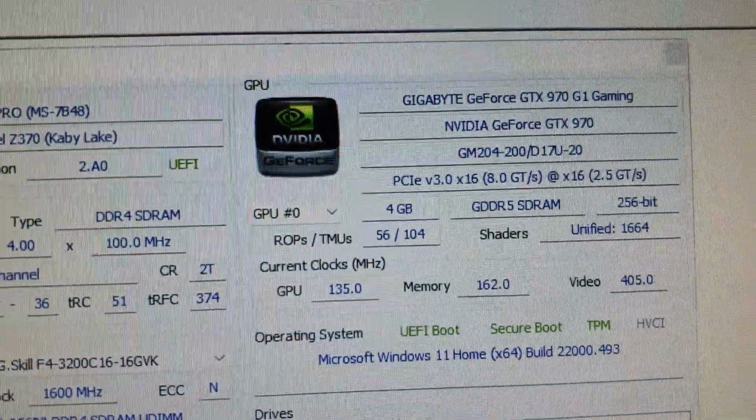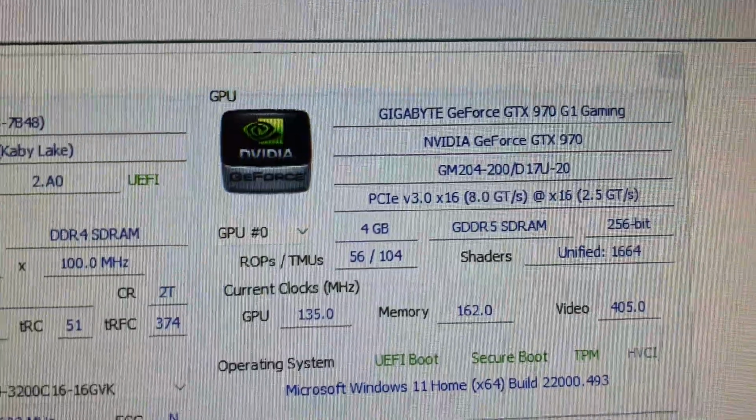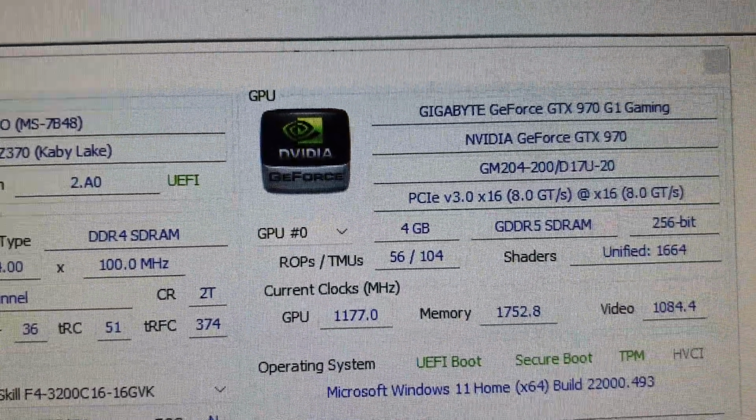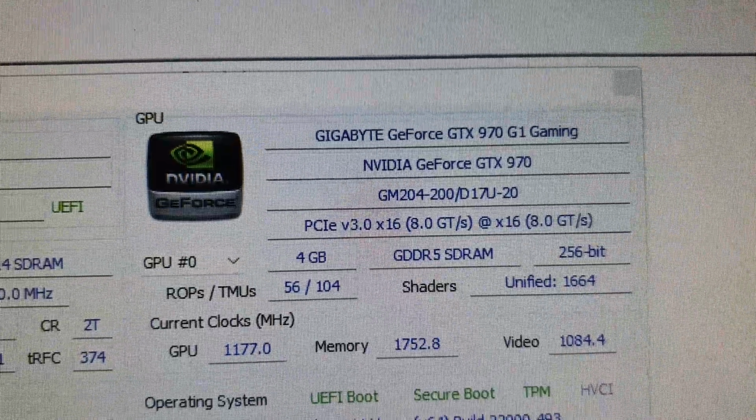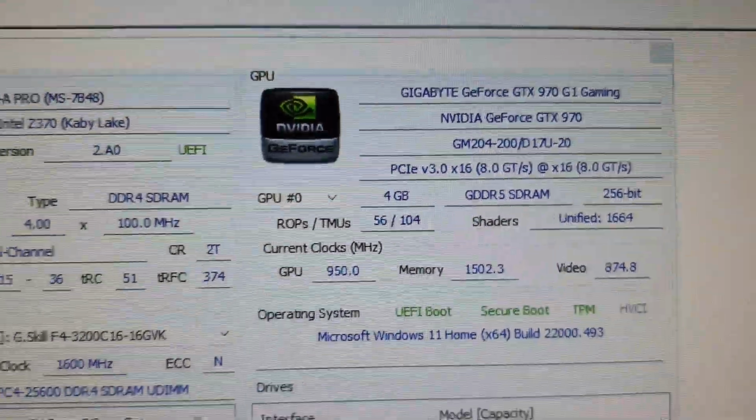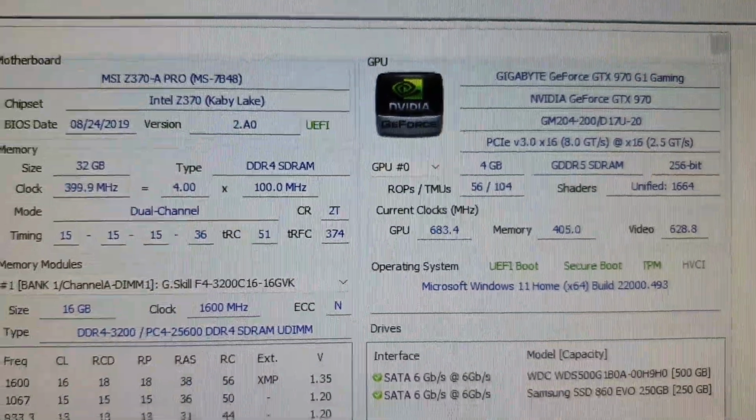All right, so after installing the card and booting up the computer, this is the information that I've got from my hardware diagnostic: Gigabyte GeForce GTX 970 G1 Gaming. And that's it. Don't forget to install the drivers for your graphic card.